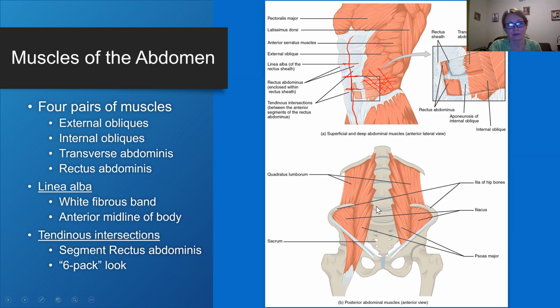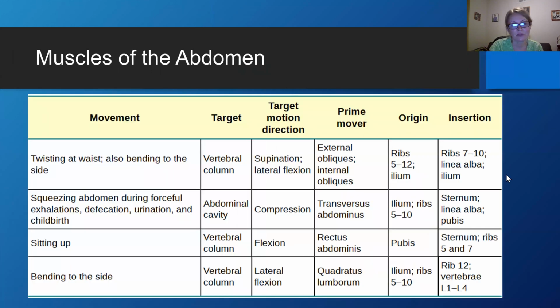We do have some other muscles. They form the posterior wall of the abdomen, like quadratus lumborum, for example, over here. So that's also part of the abdominal muscles that form this abdominal cavity, but it's a posterior wall. So here you can see our muscles, external and internal oblique, that twist the waist and bend you to the side, bending your body to the side.